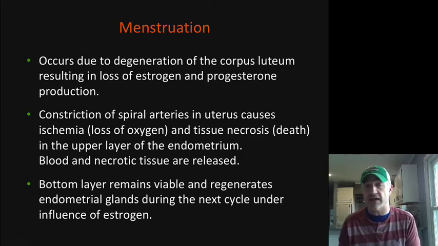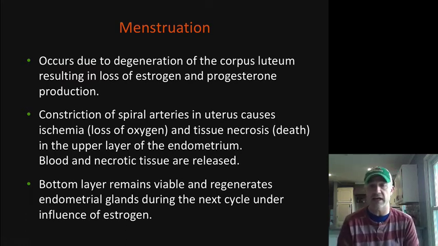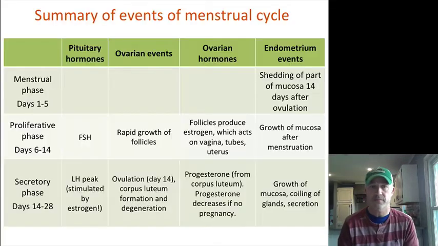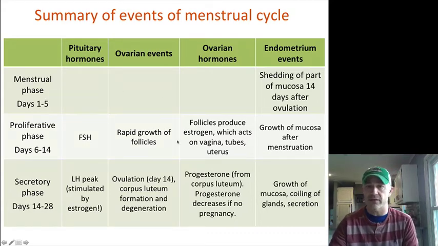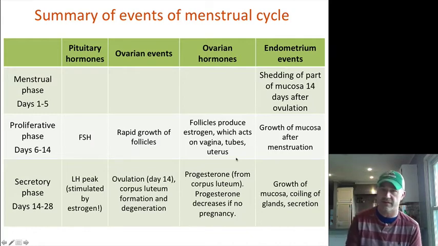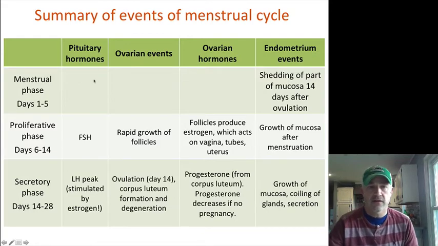The bottom layer remains viable. We keep blood flow to that, and it is used to regenerate the rest of the endometrial lining on the next cycle under the influence again of estrogen and progesterone. This shows you what's going on with the lining, what's going on with the ovary, and what's going on with different ovarian hormones. We've hit on all this, but this is the summary showing you the first few days of the cycle here.